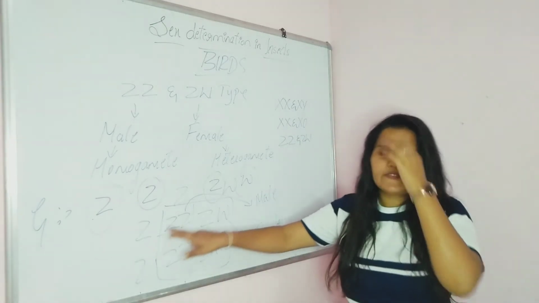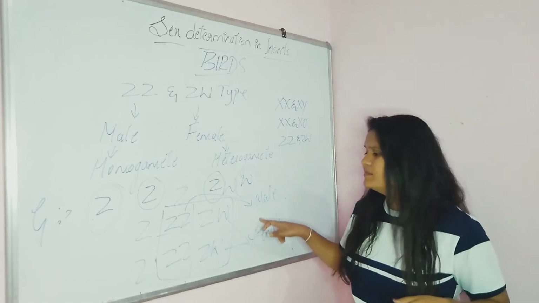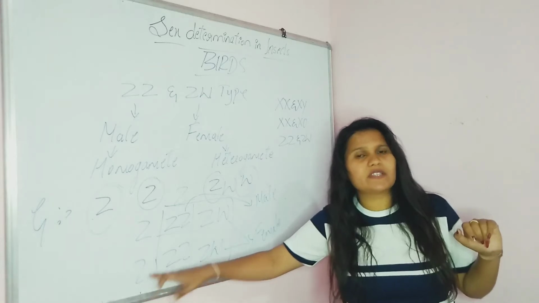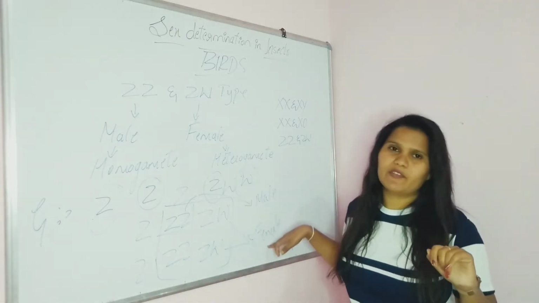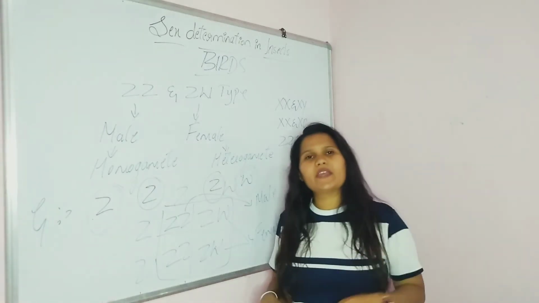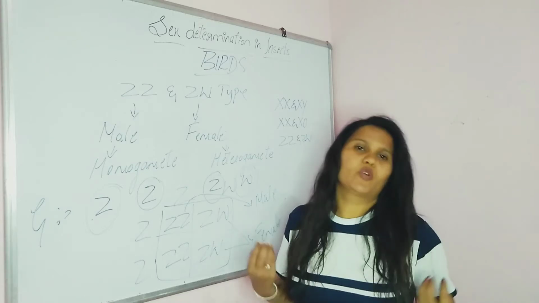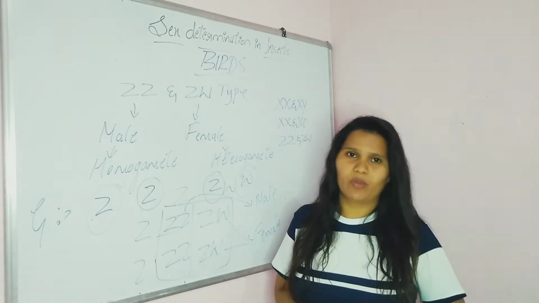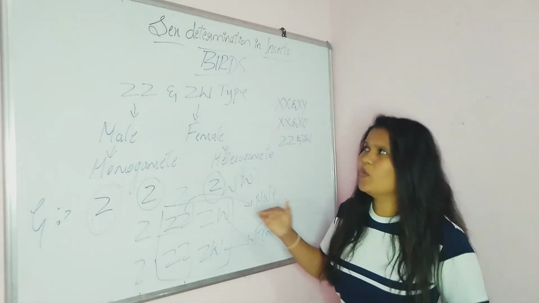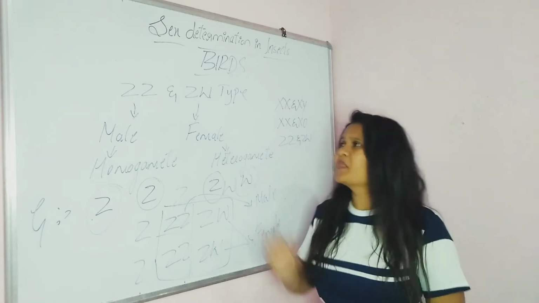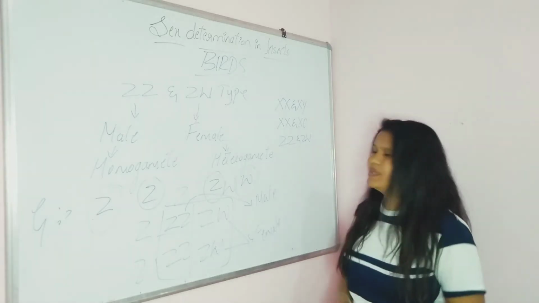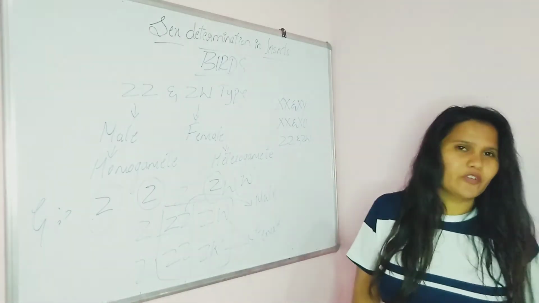So if Z gets fused with the Z chromosome, then there will be the production of what? Male birds. Suppose if Z chromosome gets fused with the W chromosome, then there will be the production of the what? Female. Okay, is this clear? So in case of birds, where the female chromosomes will be playing a vital role because she will be having the two chromosomes then. Is this clear? So this is how we can determine the sex in case of the birds. So now we have learned XX and XY, XX and X0 and also the ZZ and ZW. Is this clear for you?